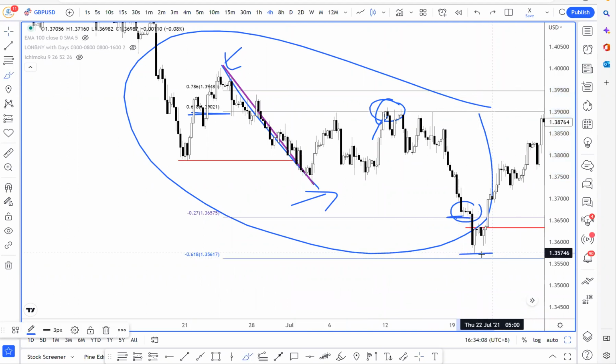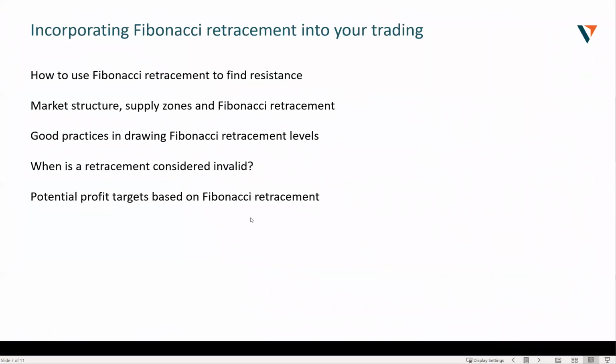Which is why trade management is also important. If you do take a potential profit here, you either want to shift to break even or even engage a trailing stop. Okay, so these are ways as to how you can use the -27 and -61.8. I hope you find these examples useful.